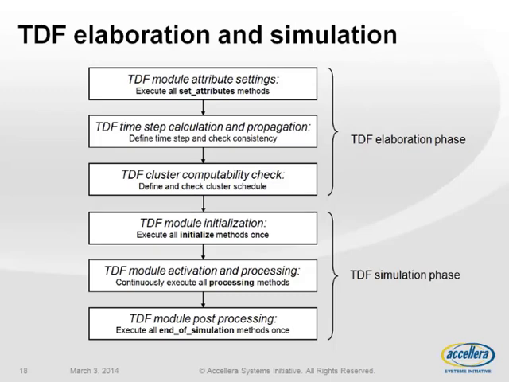How does data flow simulation work? We have an elaboration phase and a simulation phase. In the elaboration phase, we have one callback called set_attributes, where we can set the attributes of ports and of the module. Then we calculate the time step and propagate the time step. Then we calculate the TDF cluster execution. Then we start the simulation with an initialization phase. There's a callback initialize, where you can set initial values. Then we repeatedly call a callback processing, which contains the behavior of the module. At the end of the simulation, the classical end_of_simulation callback of SystemC is executed.